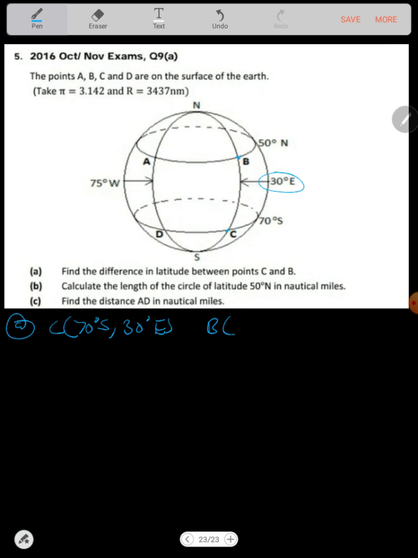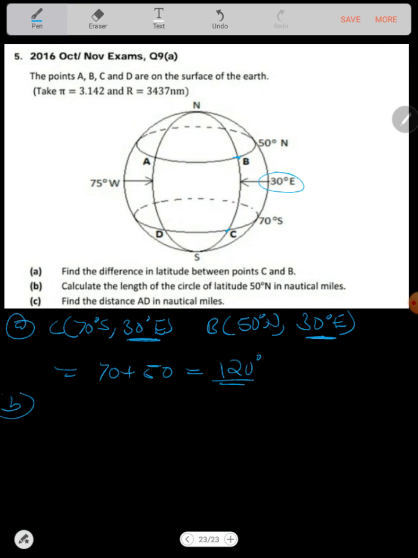Then what is B? B is here. Which latitude? 50 degrees north. Which longitude? 30 degrees east. So to find the difference in latitude, we can see that these are on the same longitude. So now this is north, this is south. So we're going to add those two only. So it is 70 plus 50. That should give you 120 degrees as the difference in latitude.